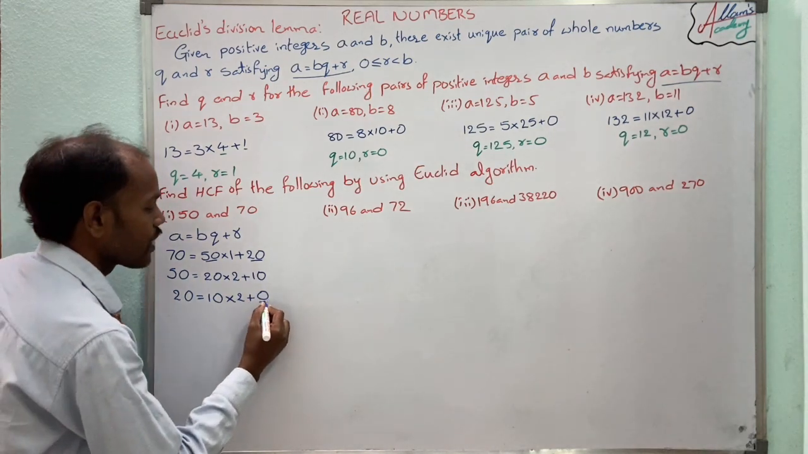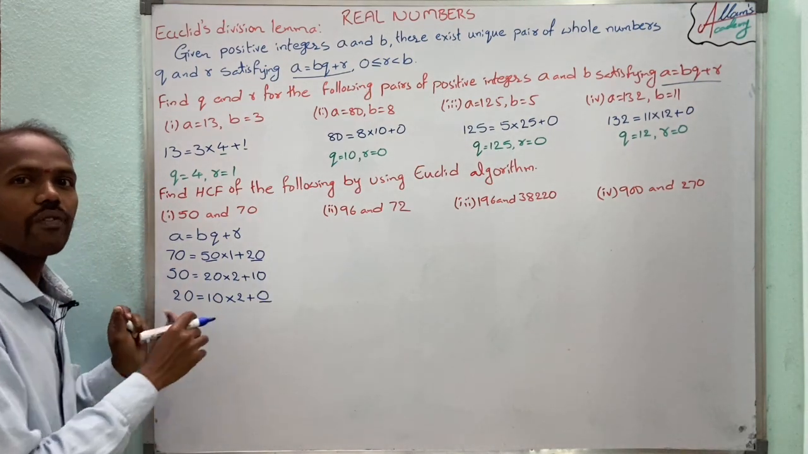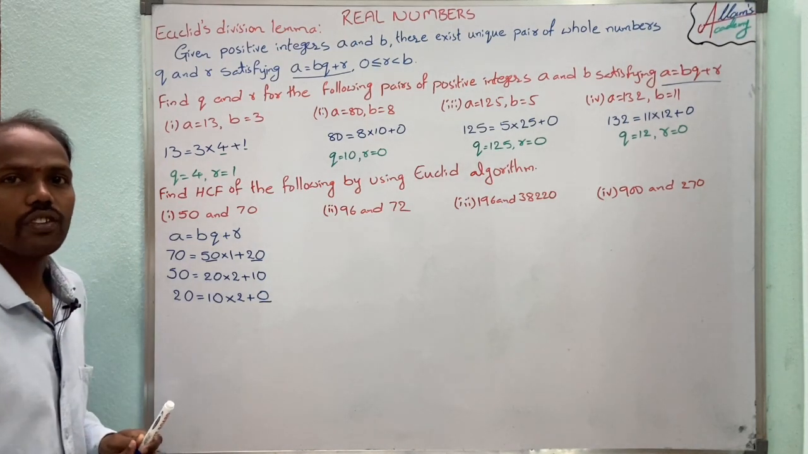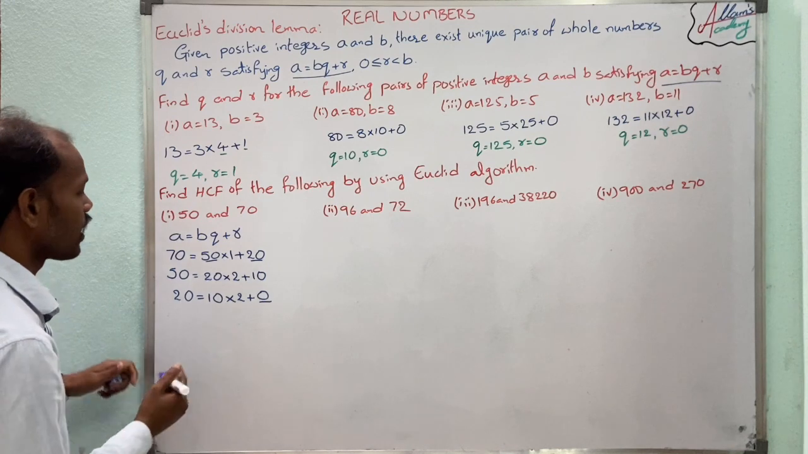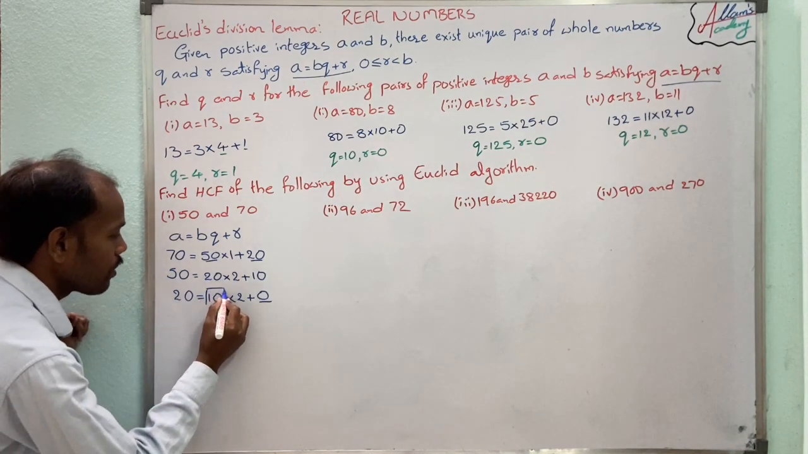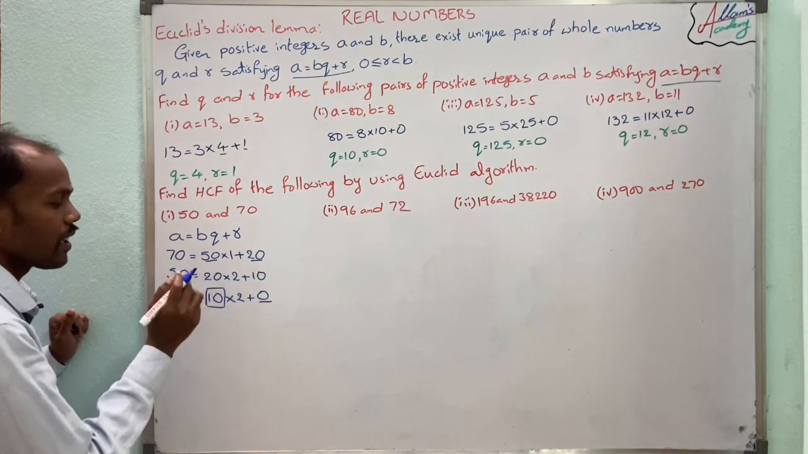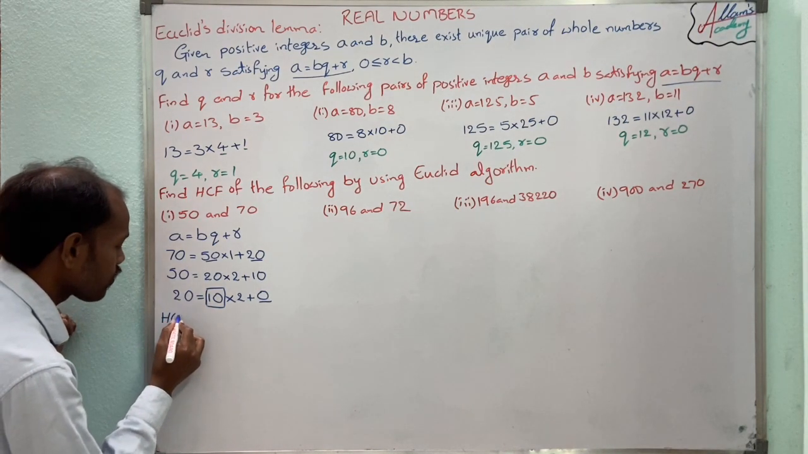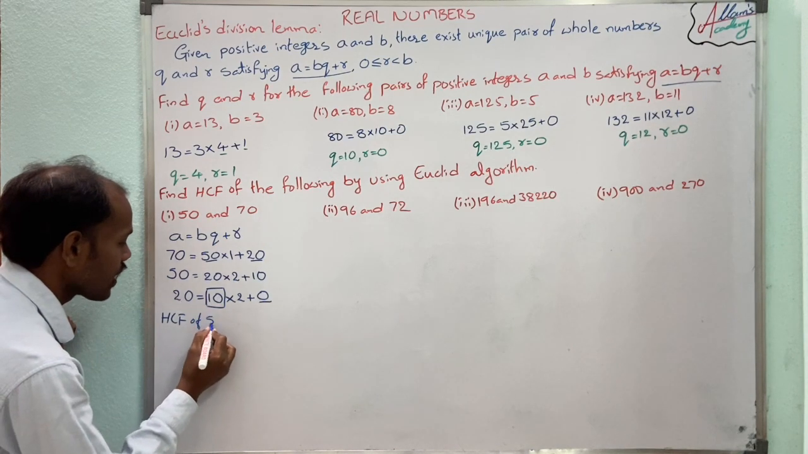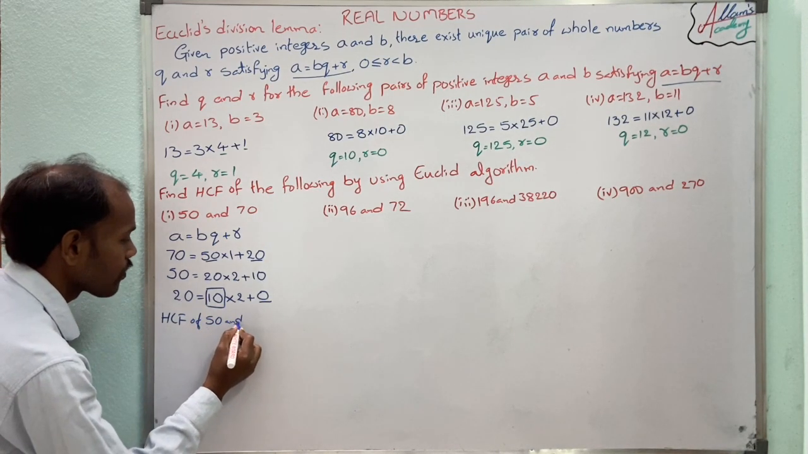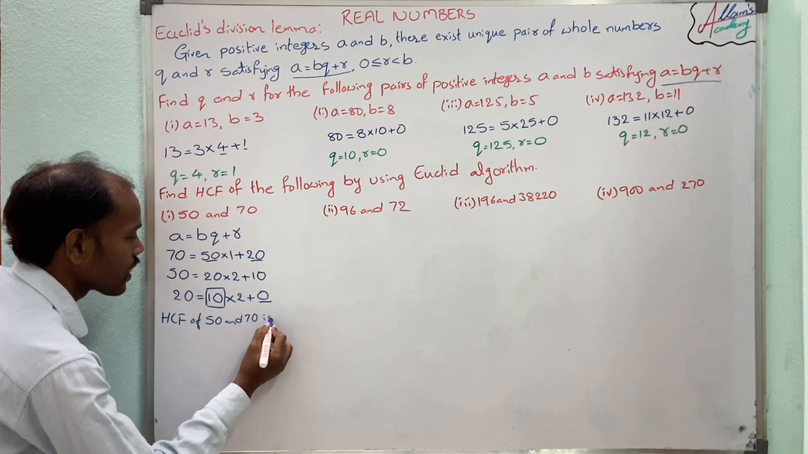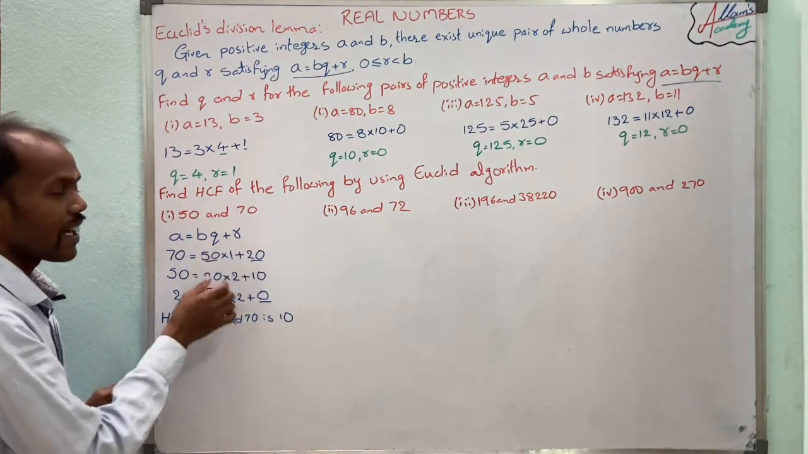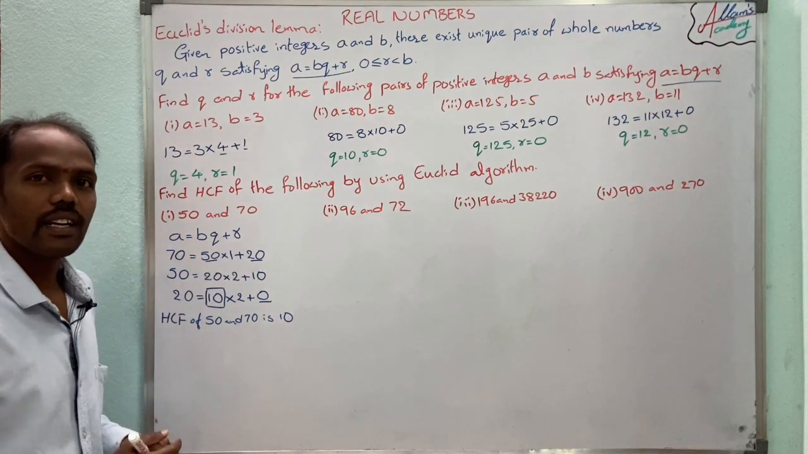So now we get the remainder 0. When we get the remainder 0, then the value in the b place is called HCF. Here, when the remainder 0 comes, the b value is 10. So HCF of 50 and 70 is 10. Okay, this one we already studied in our previous classes.